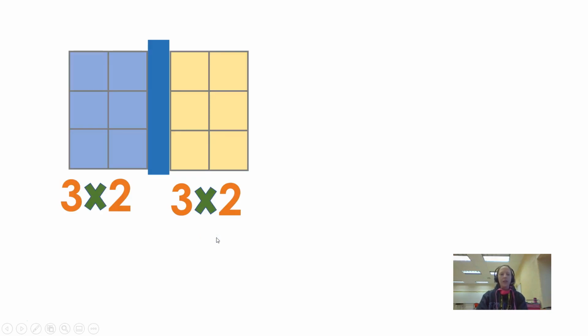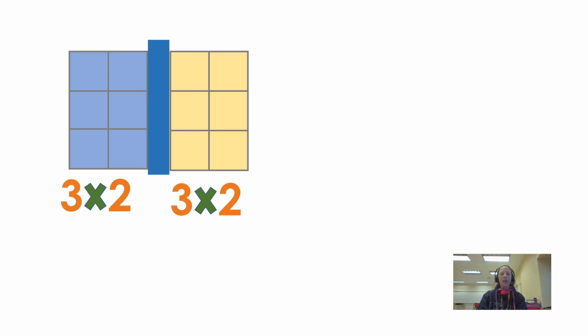As you look at this slide, you will notice that I have divided my array into 2 parts. The first part is 3 times 2, which is 3 rows by 2 columns. And my second part is 3 times 2, which is 3 rows by 2 columns. If I were to put these two arrays back together, it would be one array of 3 times 4, 3 rows by 4 columns.